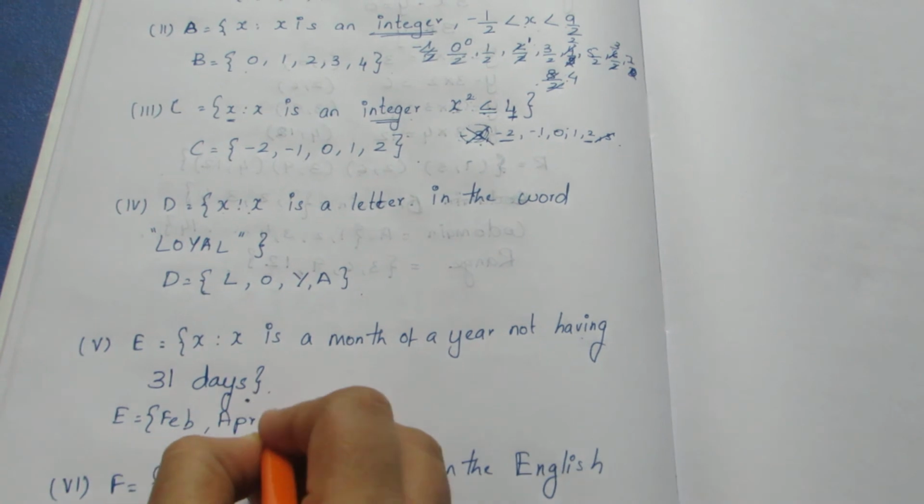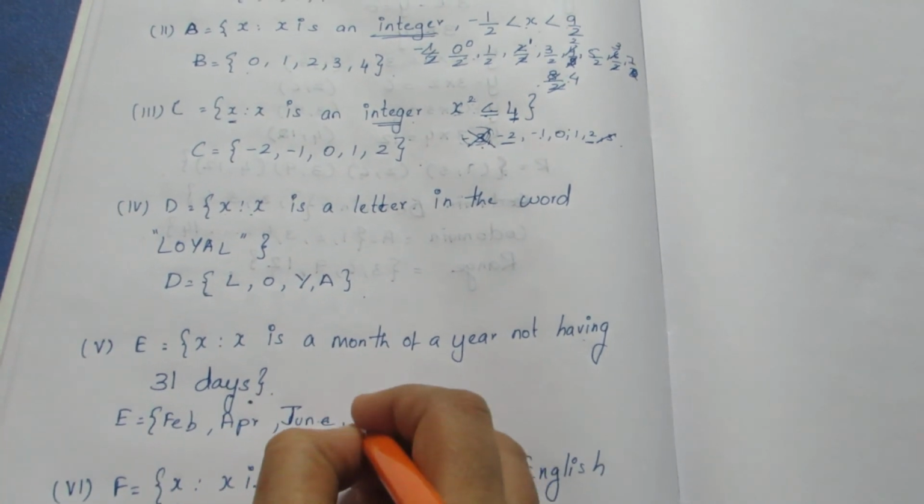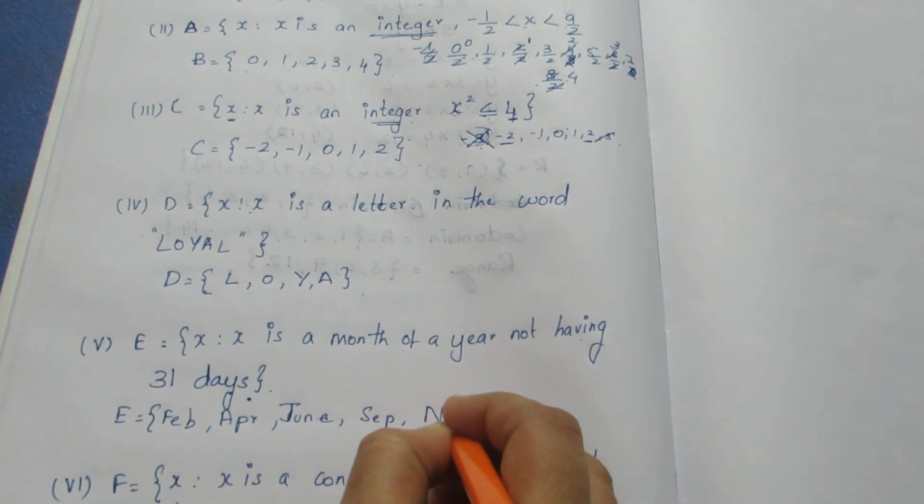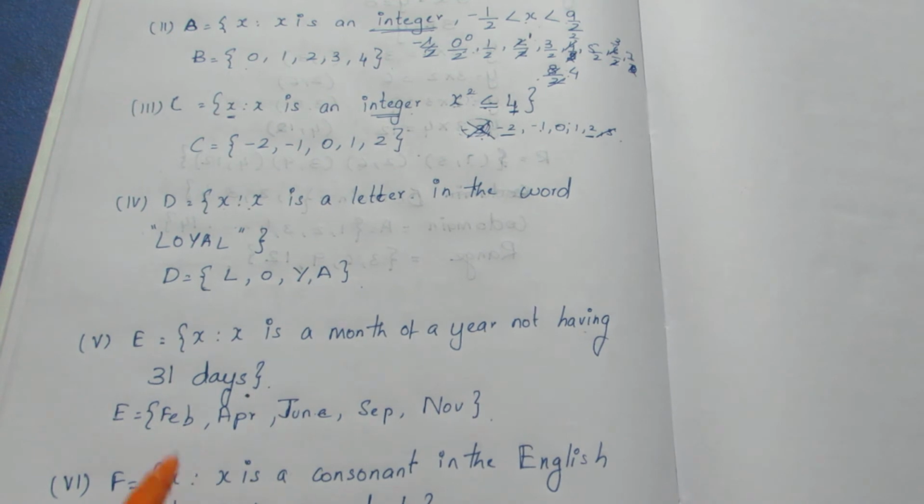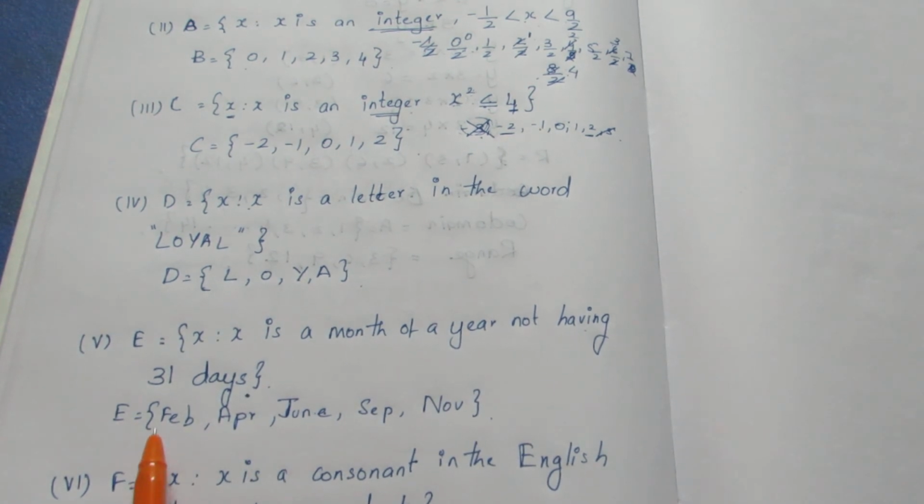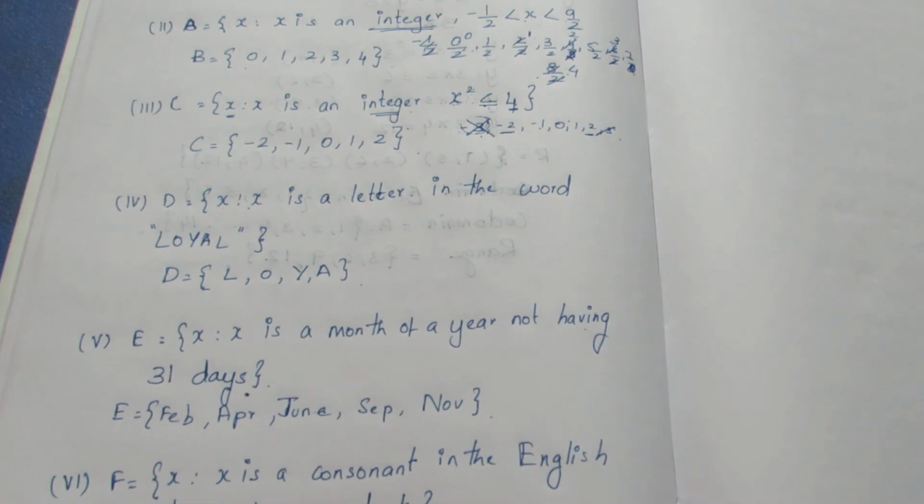April, June, September, November. So these are the months which do not have 31 days. Some have 30, and February can have 28 or 29. So you should include February. This is the doubt most students have. We'll move on to the sixth one.